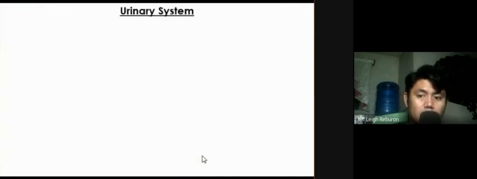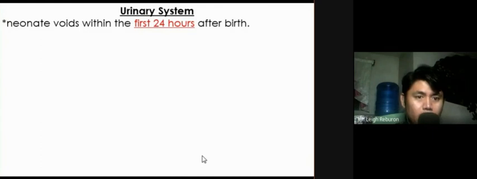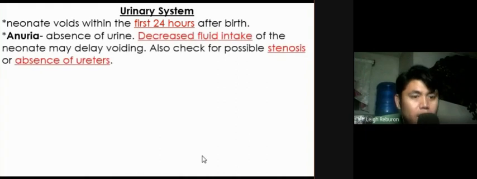Alright, we also talk about the urinary system. Always remember that like in the Gastro-Intestinal System, the newborn should also void within the first 24 hours after birth. Yan po yung normal. Dapat umihi yung bata on the first 24 hours of life. Okay? Now, if there is anuria or absence of urine, maaari pong it is caused by the decreased fluid intake of the neonate, which may delay voiding.